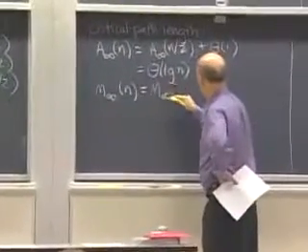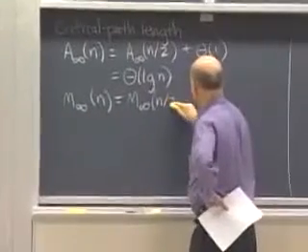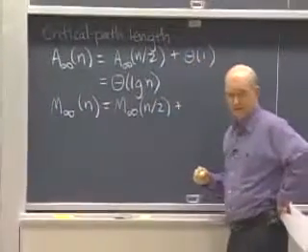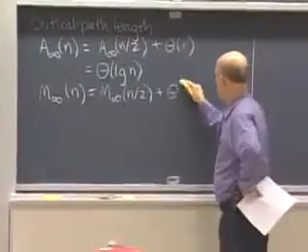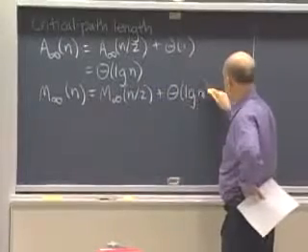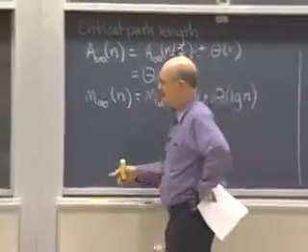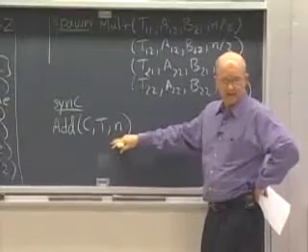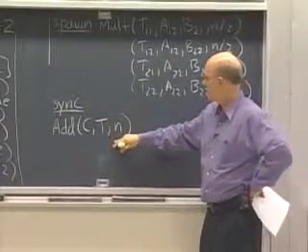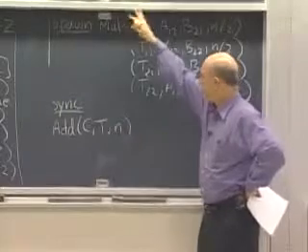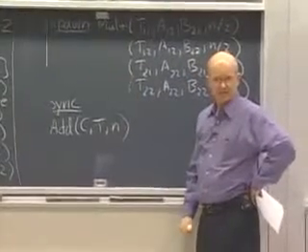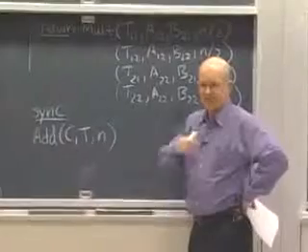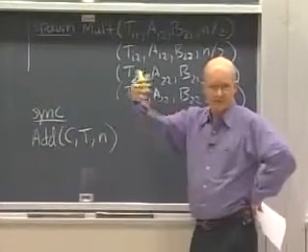M infinity of n over 2 plus theta log n. Where did the theta log n come from? From the addition. That's the critical path of the addition. Now, why isn't that the maximum of that with all the spawns? We said that when you spawn things off, you're going to do them.